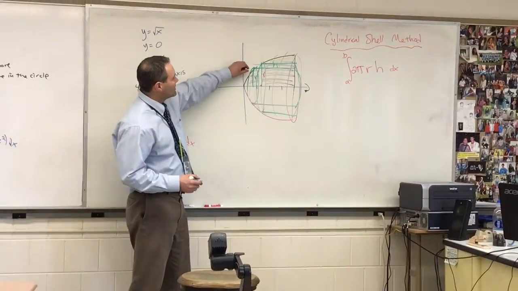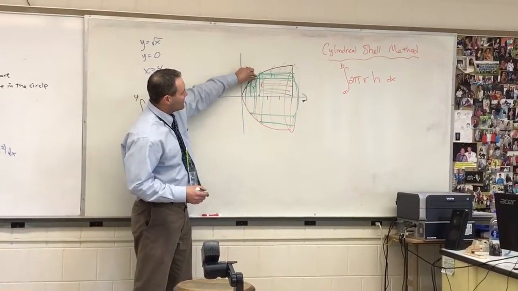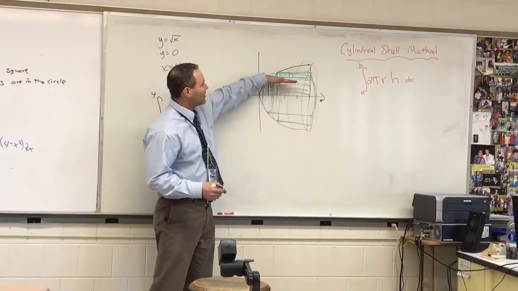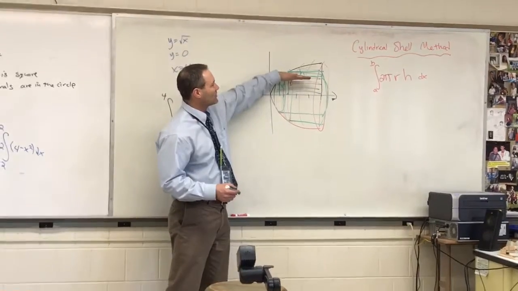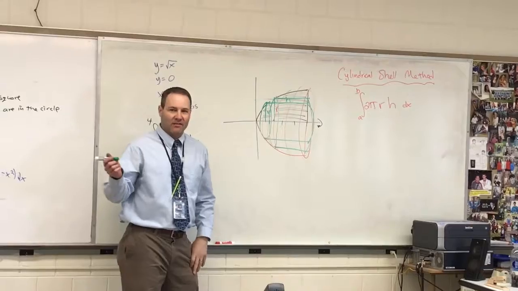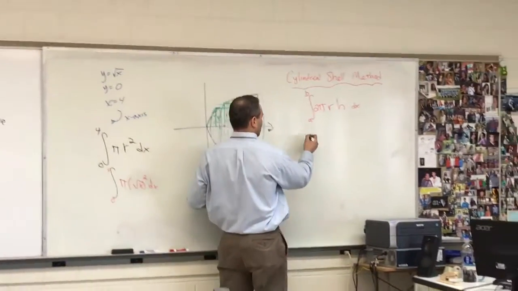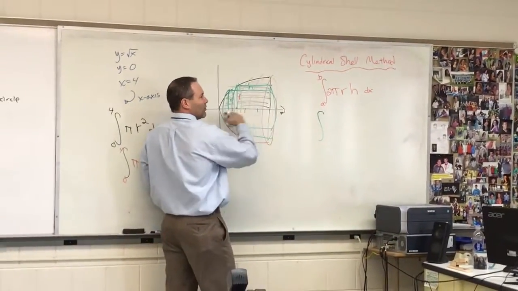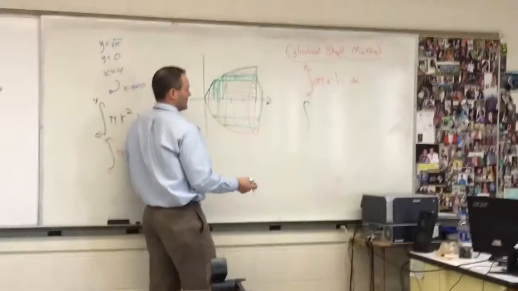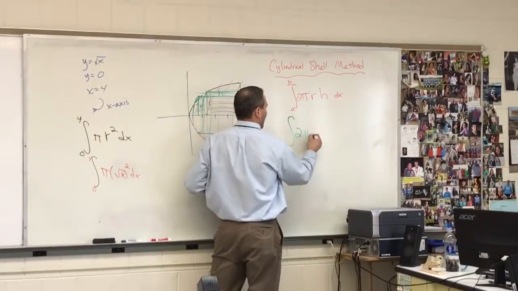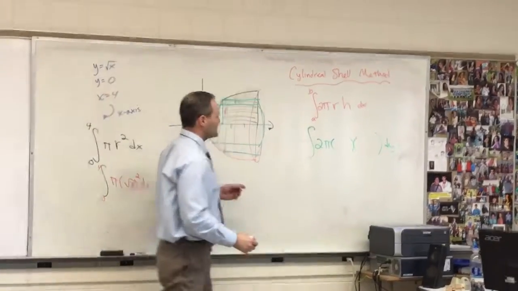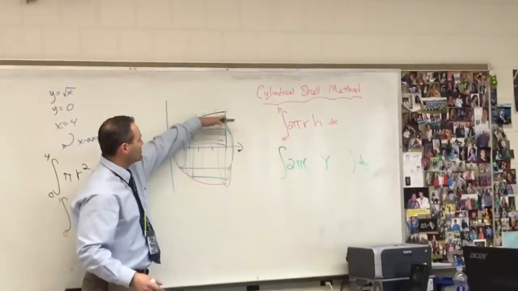Do you notice that each change, we're changing this way? So that means our integral is going to be with respect to y. So it's the opposite of what we have done. Our integral in this problem, since I'm going around a horizontal, will be with respect to y. So it is 2 pi r h dy. If it's dy, we're going from here to here.